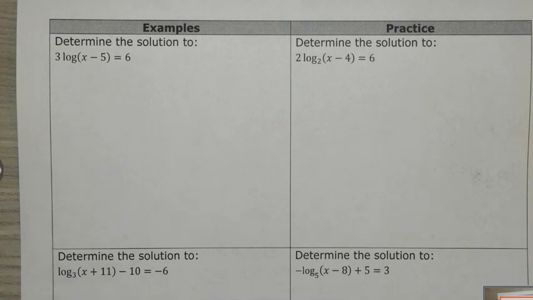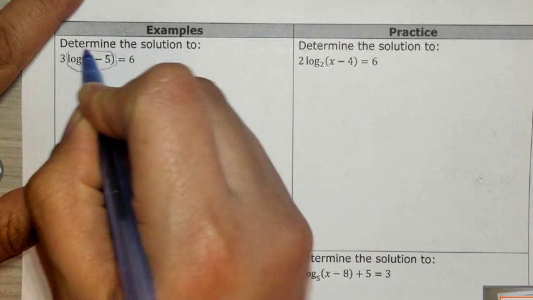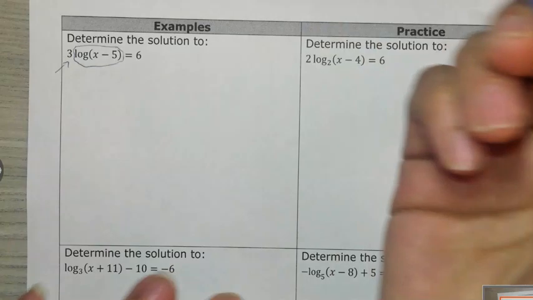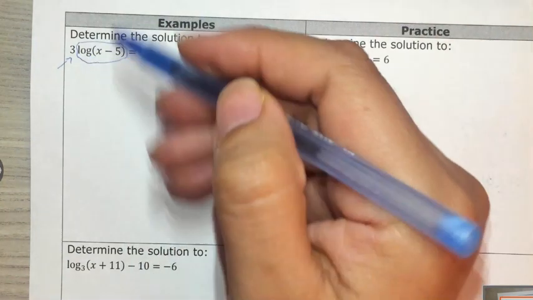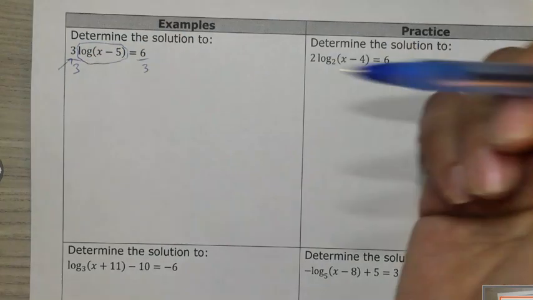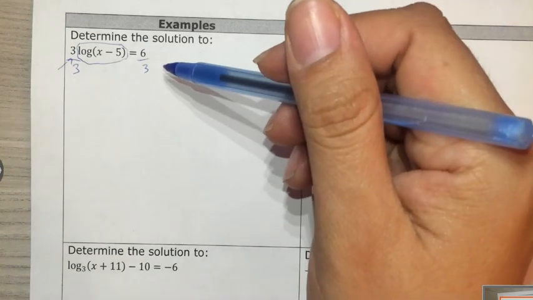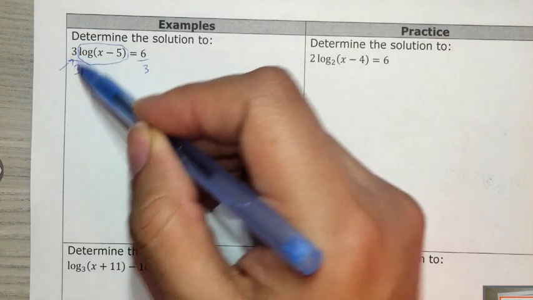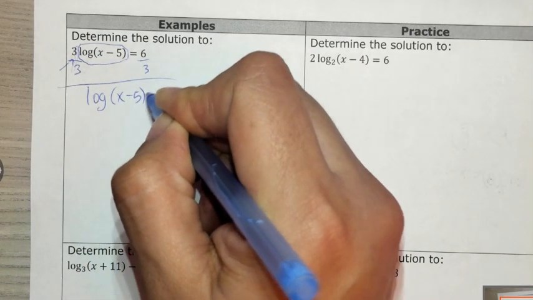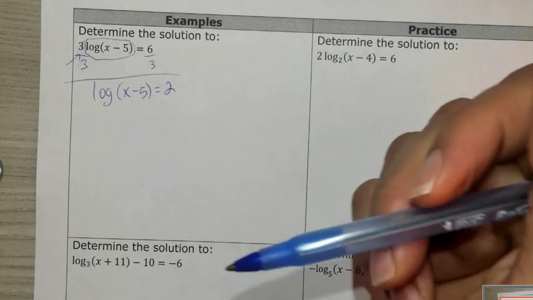So we're going to start by recognizing that the log with the argument of x minus 5 needs to be isolated. So we need to get rid of the 3 in the front. That 3 is multiplying times the log right now, so we're going to divide by 3. Notice that there's no plus or minus outside of the log, so we can skip that and then just go into multiplying or dividing. So this will cancel the 3 in the front, and then now you have log x minus 5 equals 2.